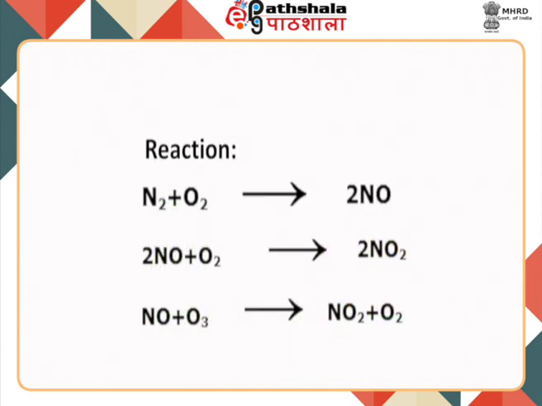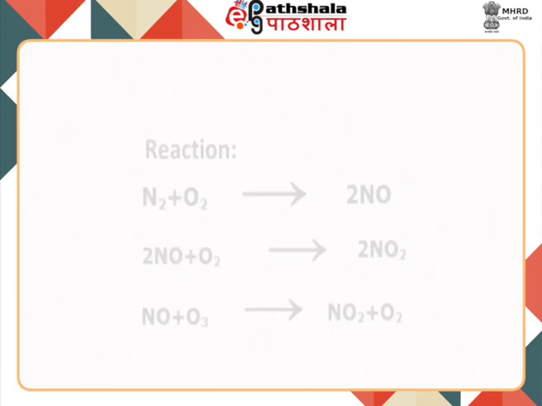Nitric oxide is first formed by combination of nitrogen and oxygen. N2 plus O2 gives 2NO. Then nitrogen dioxide is formed by reaction of nitric oxide and oxygen. 2NO plus O2 gives 2NO2. Nitrogen dioxide can also be formed when nitric oxide reacts with ozone. NO plus O3 gives NO2 plus O2.